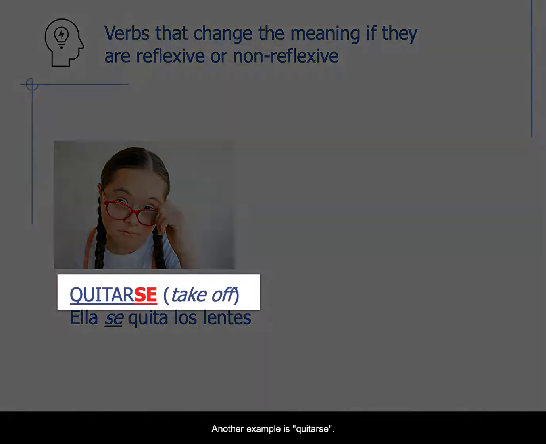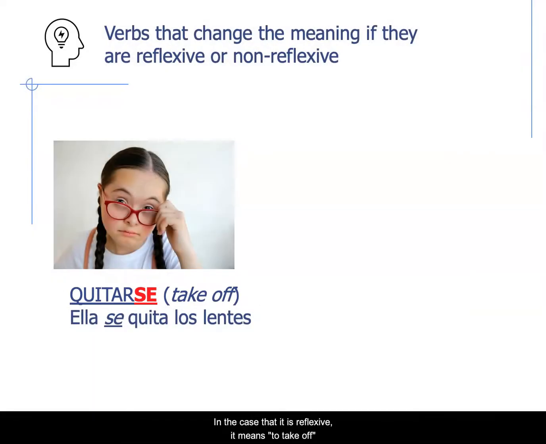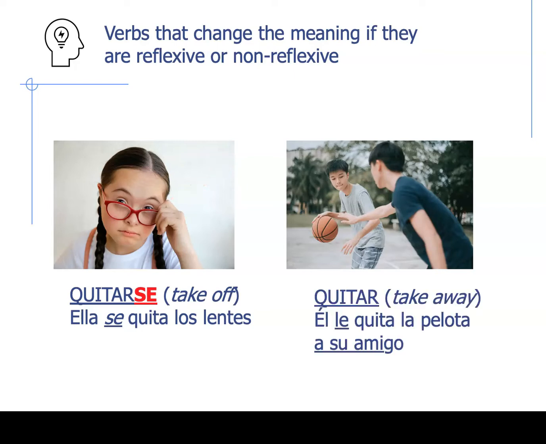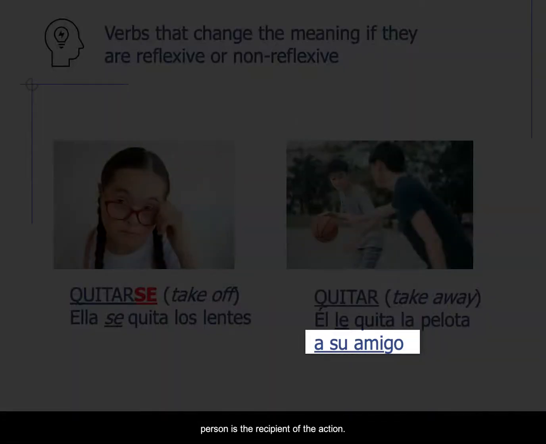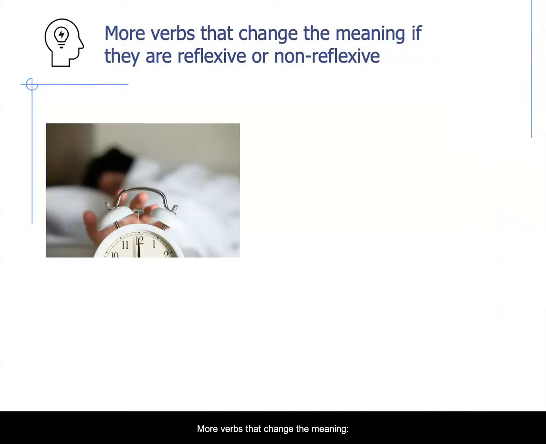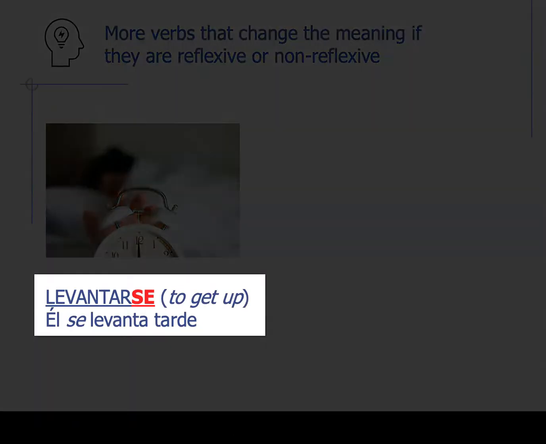Another example is quitarse. In the case that it is reflexive, it means to take off. Ella se quita los lentes. She takes her glasses off. Quitar without the se means to take away. Él le quita la pelota a su amigo. Notice that in this case, we use an indirect object pronoun le to indicate that the other person is the recipient of the action.